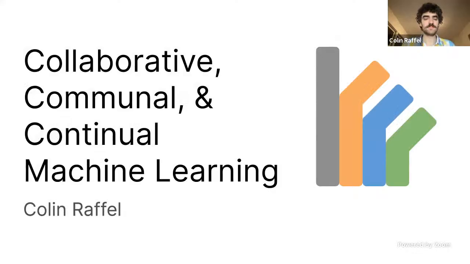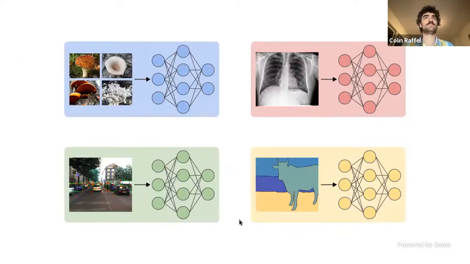Thanks a lot, and thanks for having me. So today I'm going to be talking about a major research direction in my group that, as Dan said, aims to make it possible to develop machine learning models like open source software, or in other words, enable collaborative, communal, and continual machine learning. So I'll go ahead and get started.